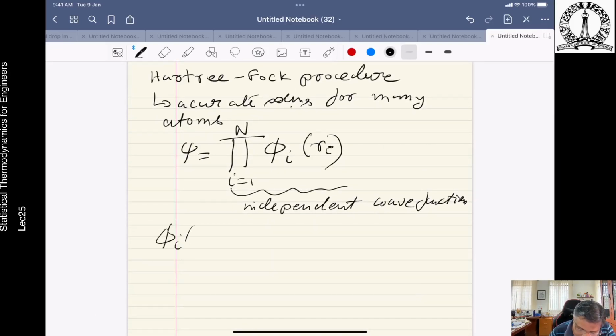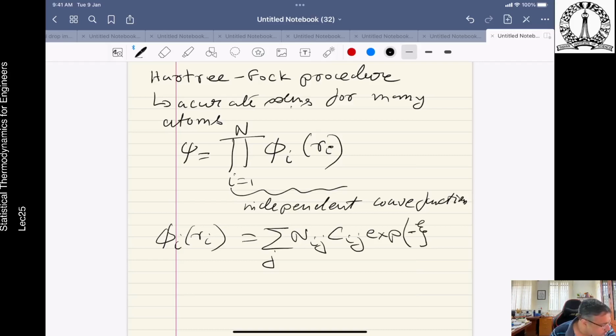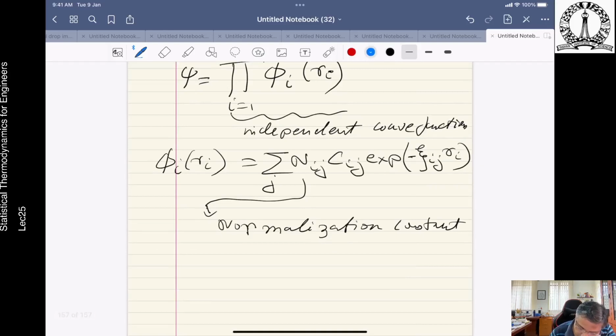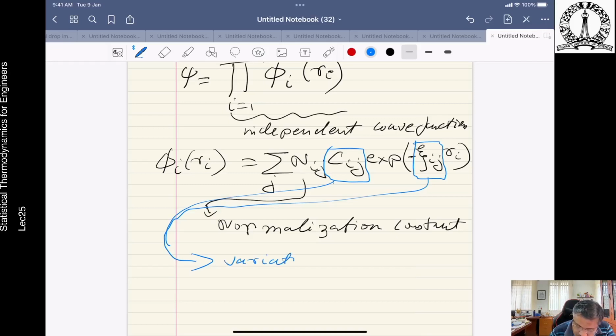And especially this phi I is given as summation of n_ij, some number j, C_ij into exponential minus I_j. Okay, so this is a normalization constant. These two are variational parameters, used to obtain the final solution.